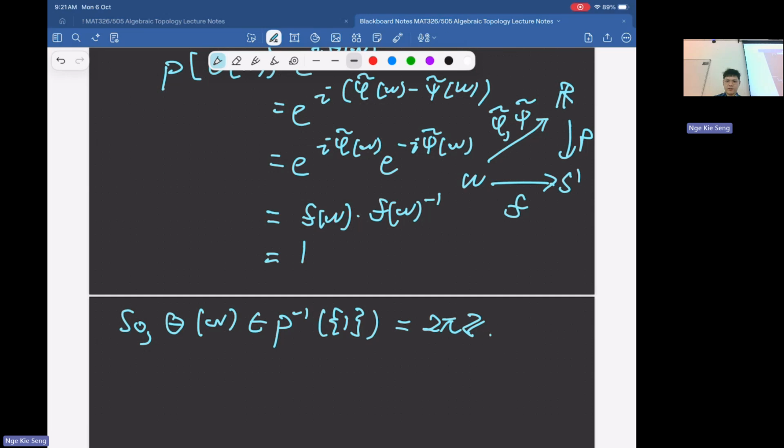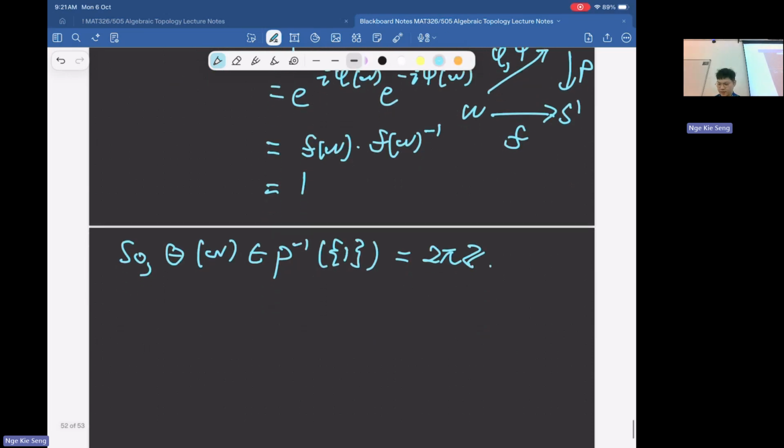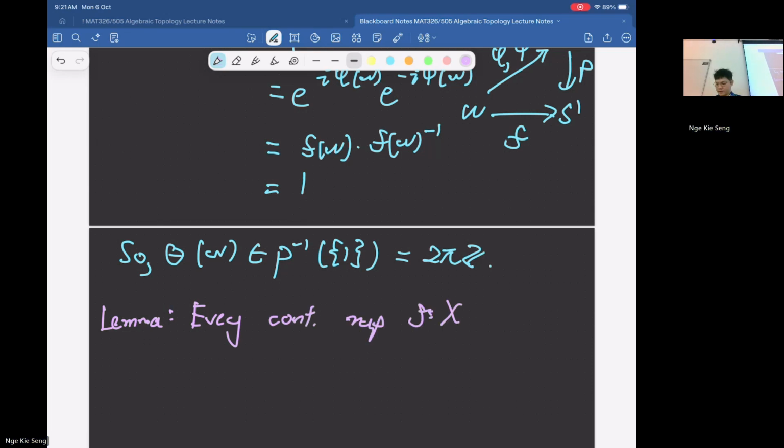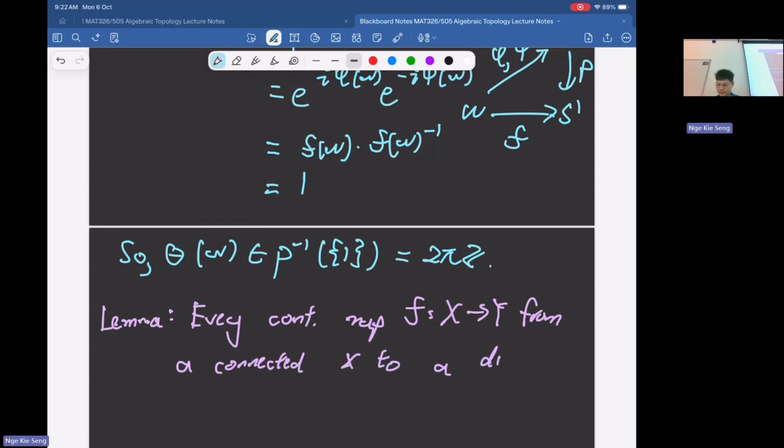Okay, so the point here is, there's a lemma, maybe not going to prove here, but I already included it in my notes. So the lemma: every continuous map from a connected X to a discrete Y is constant. Okay, maybe we can briefly talk about it. So how do you prove this actually?